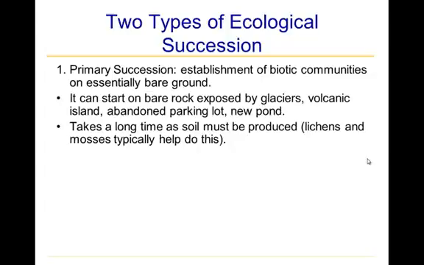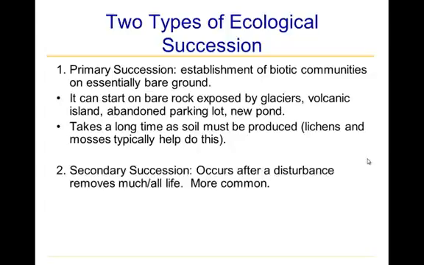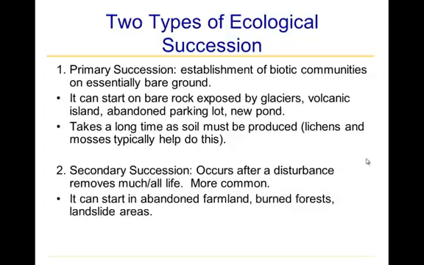Primary succession is not as common as secondary succession, the second type. This secondary succession occurs after there is a disturbance in an ecosystem that's already established. That's much more common. For example, the disturbance can be humans farming an area and then they abandon the fields, or it can be a forest fire, or a landslide, a hurricane, a flood. These kinds of events all are disturbances which can reset ecological succession.